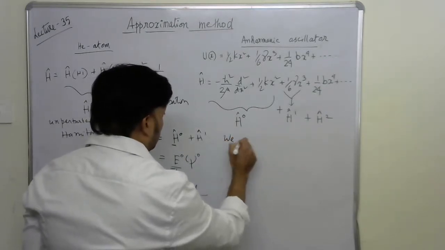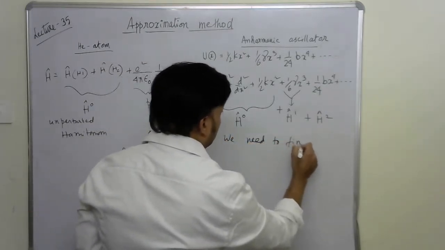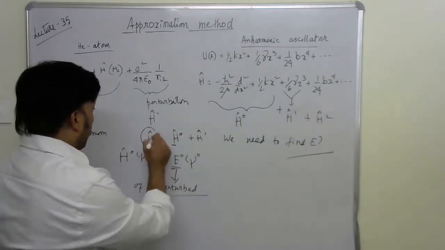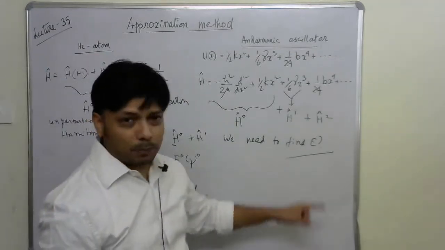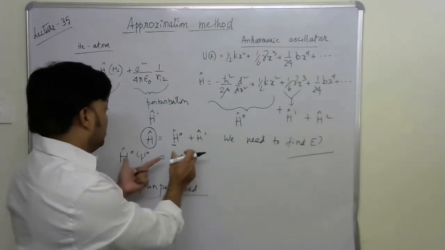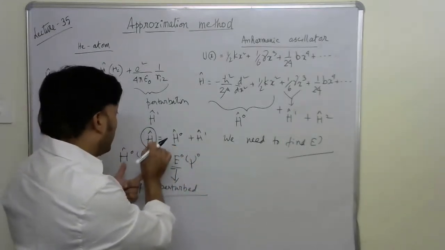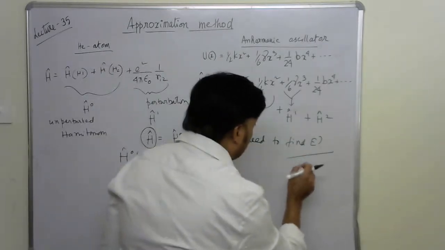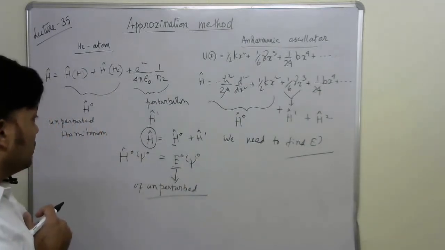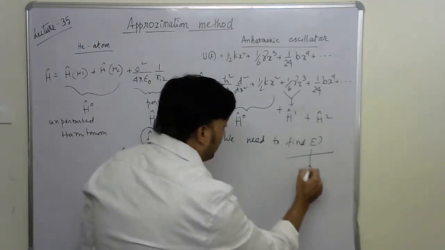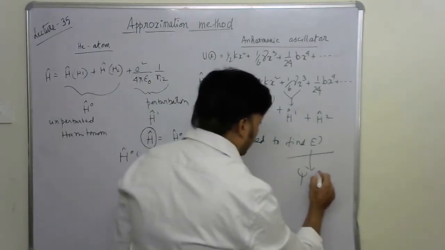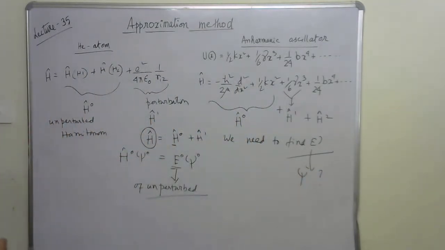Okay, so we need to find E. Why E? Because the corresponding energy for this Hamiltonian would be E. But the problem is we cannot find an eigenvalue equation corresponding to H. So we cannot write H psi is equal to E psi. It's not that simple. So we have to find E separately. And also the corresponding solution for E is psi. Alright, so we also need to find psi. The question is then how we can define E and psi.